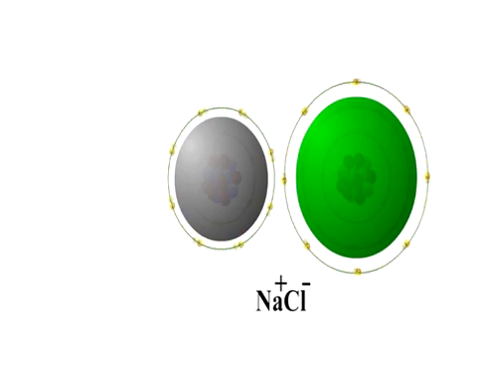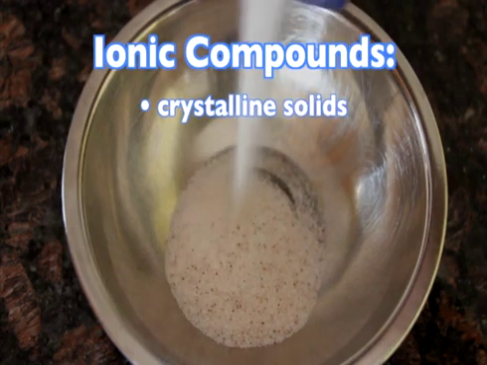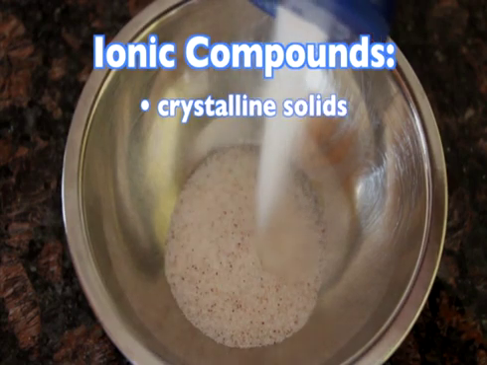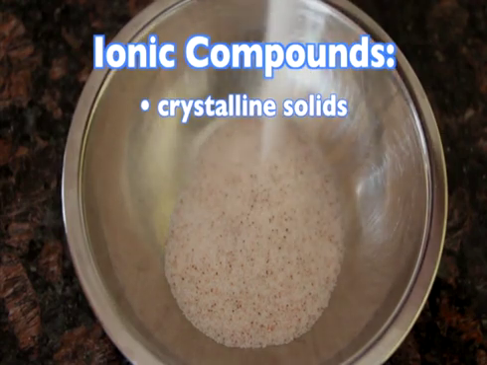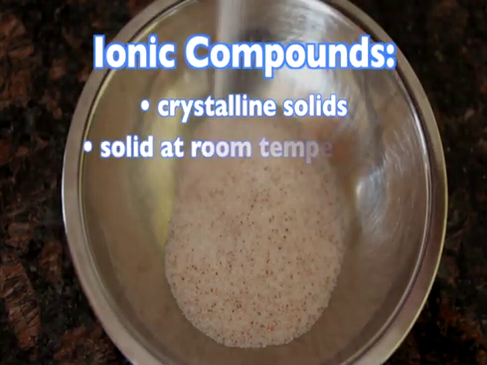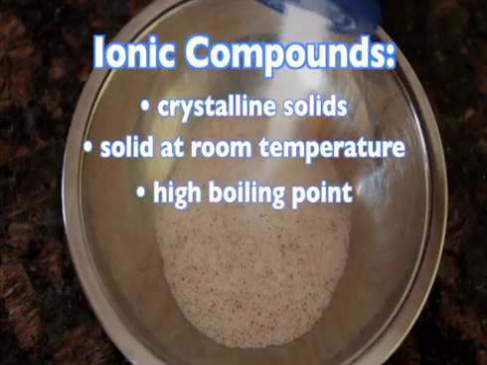Recall that an electron has negative charge. By losing an electron, the sodium ion is positively charged. And by gaining an electron, the chlorine ion is negatively charged. Ionic compounds generally form crystalline solids with regular lattice structures because oppositely charged ions self-organize in a regular way to form giant ionic lattices. These compounds are typically solid at room temperature and have high boiling points.